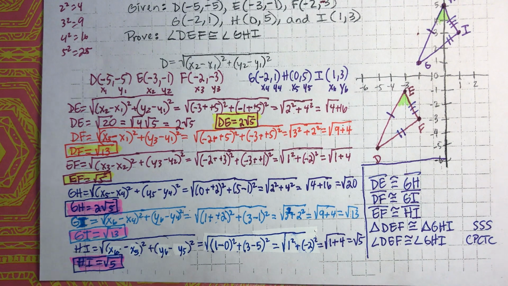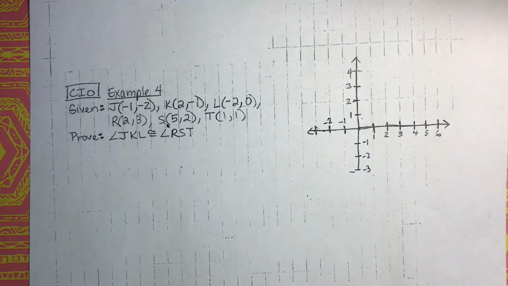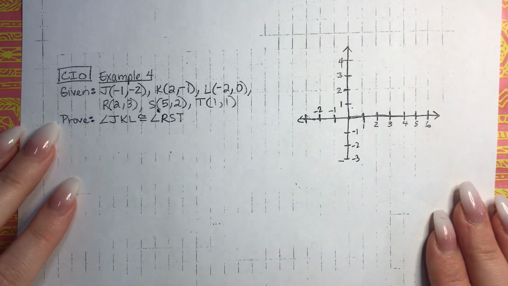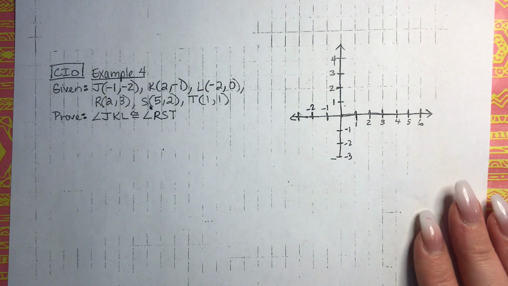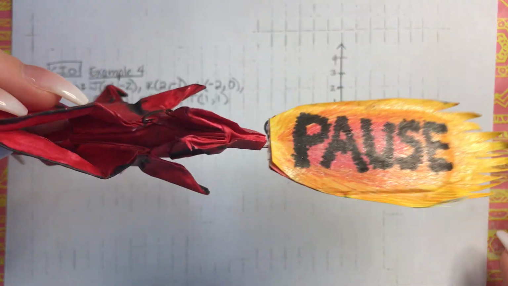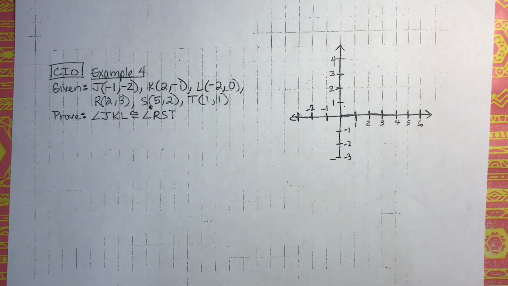Okay, now we're going to go ahead and check out example 4. So I actually want you to go have some time and try to work on this coordinate proof on your own. So here's my friend the pause dragon. Remind you to pause your device. Go ahead and work out this problem. When you get done, press play and we'll talk about it together. All right, see you in a bit.